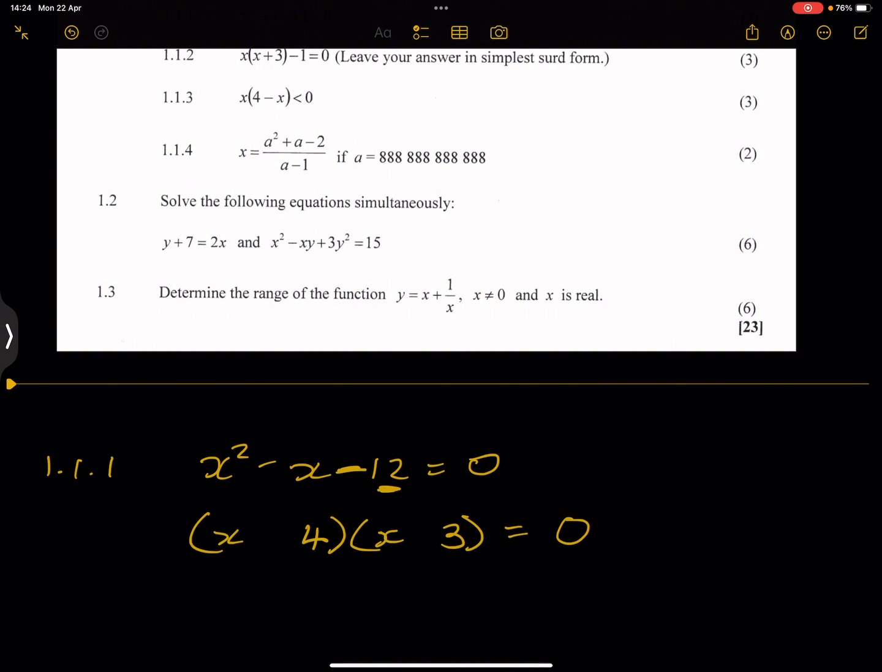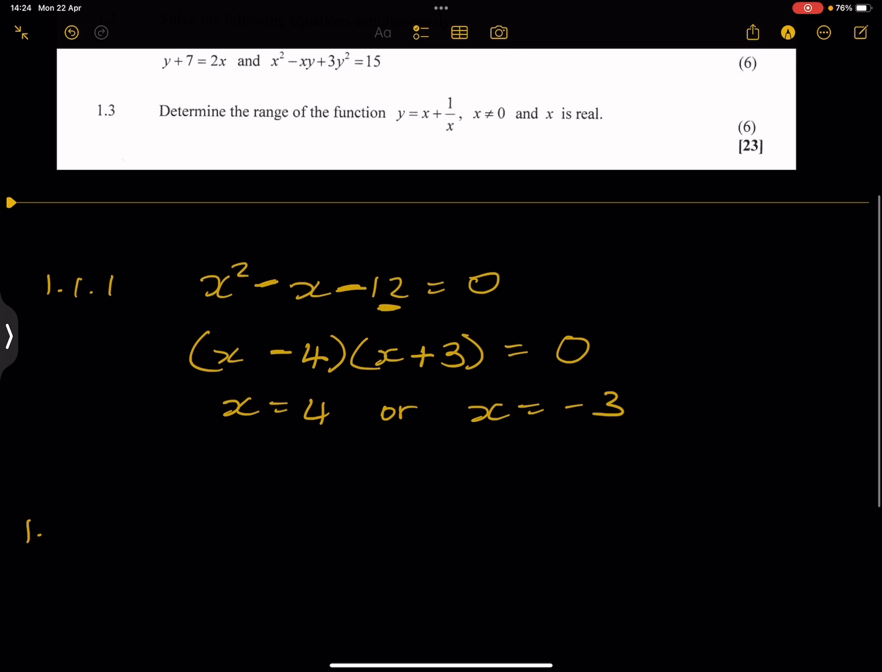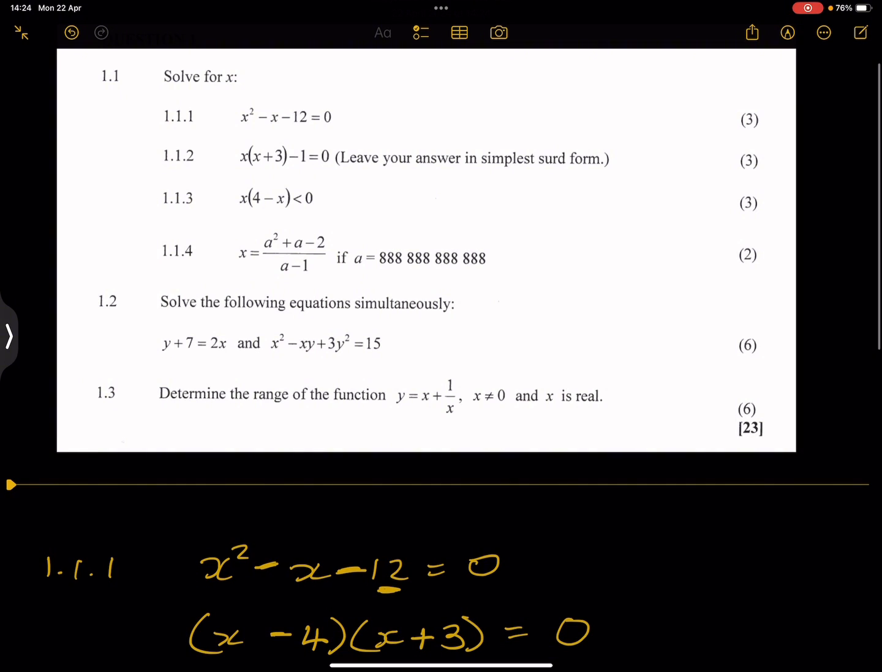And so we know that the bigger product must give us the sign of the middle term. So that means that minus 4x will be bigger, so it takes on the sign of that middle term. So x is equal to 4, or x is equal to negative 3, right? So let's go to the very next one. They say we've got x into x minus x plus 3 minus 1, which is equal to 0.